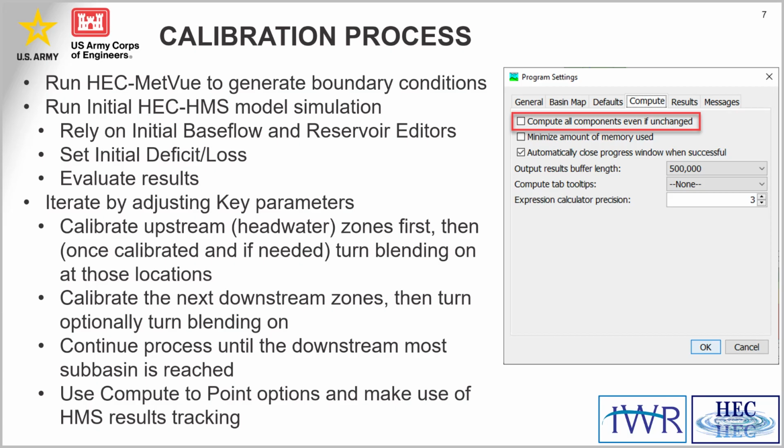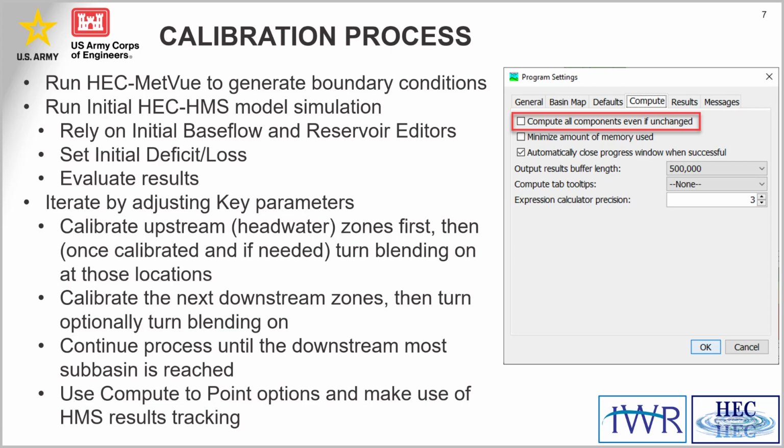So this comes into play if, let's say we just have our rivers branching and we have observed data for one branch really close to where they merge together, but then the other one doesn't. And so to calibrate the one that doesn't have it, we have to use a location downstream after the two have merged. But we already have this one branch calibrated based on some observed data really close to where they merge. So we're not changing that. We're focusing all on this other branch that we need to calibrate at this time. And so we can uncheck this compute all components if unchanged.